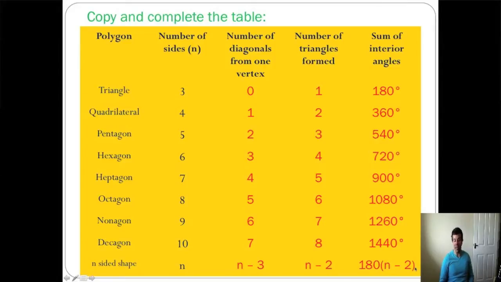So we simply said we can have any number of sides in the shape. I'm going to pretend that I've got a 102-sided shape. n is 102. The number of triangles formed will be 102 minus 2, 100. The sum of the interior angles is 180 times that 100, which is 18,000 degrees. A 102-sided shape has a sum of interior angles of 18,000 degrees. I did that in my head without even having to draw the shape or worry about drawing the diagonals.